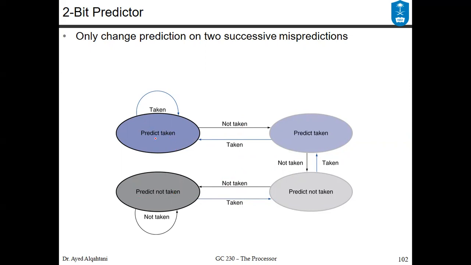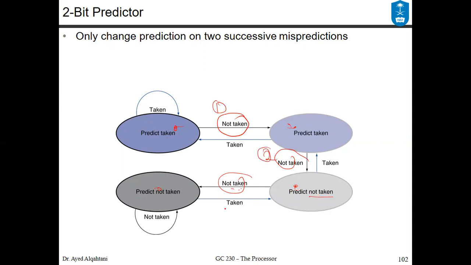Actually, this is a misprediction. Movement from here to here is one misprediction. From here to here, another misprediction. But from here to here, you are predicting not taken, and it is actually not taken, so this is not a misprediction. This one is a misprediction, and this one is a misprediction.